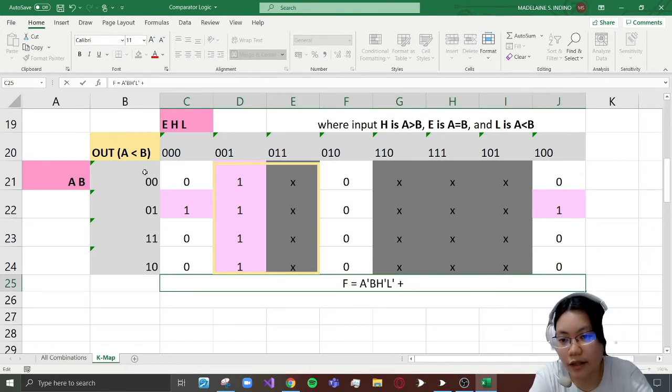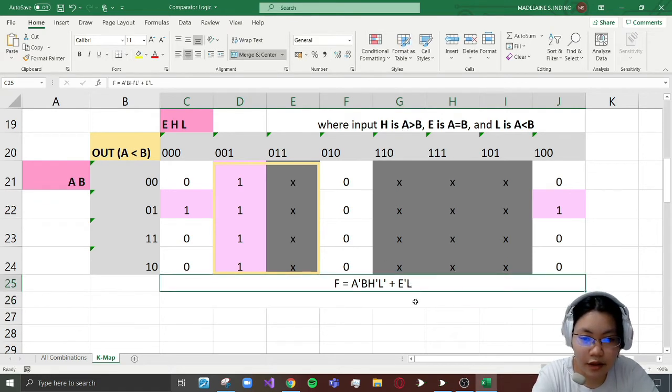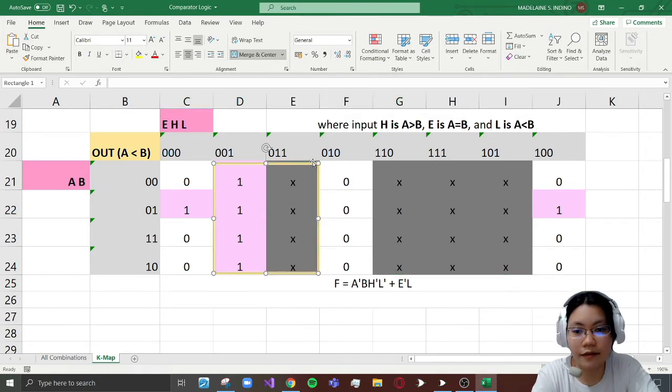And we can already see that we may cancel A and B because they are inconsistent. However, for the vertical comparison, we can see that E is a constant in its complement form. H is cancelled because it changed from 0 to 1. L will stay. So this is the final form. Is it the final form? Yep. We can simplify this further.